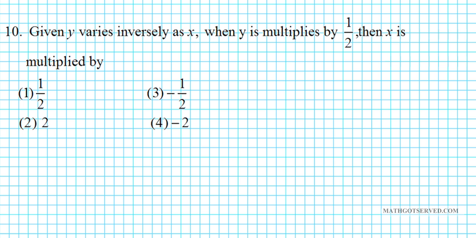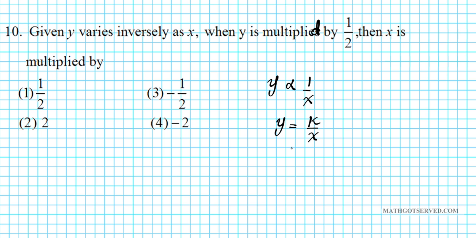All right, let's take a look at number 10. It says, given y varies inversely as x, when y is multiplied by 1/2, then x is multiplied by what? So anytime you have an inverse variation, y varies inversely with x. So this is how you write it. Or you can write it as y equals k over x for some constant k. K is known as a constant of variation.